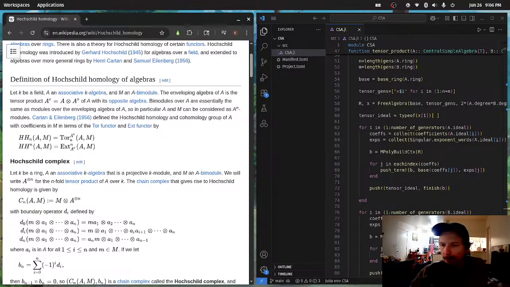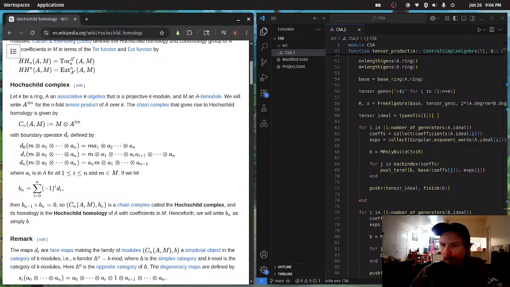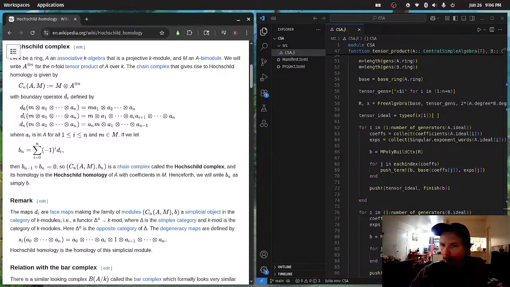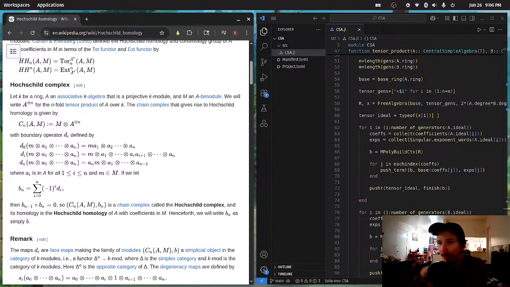So that makes sense. If we let K be a ring, A an associative K algebra that is a projective K module, and M an A bimodule, right? A tensor N for the n-fold tensor product. And then the chain complex that gives rise to the homology is just taking M with tensor powers of A and then having some differentials.